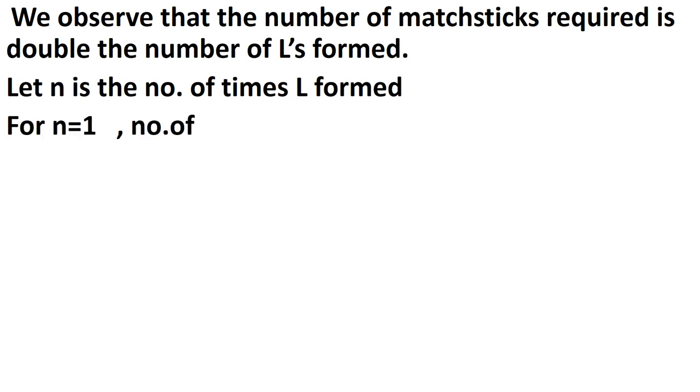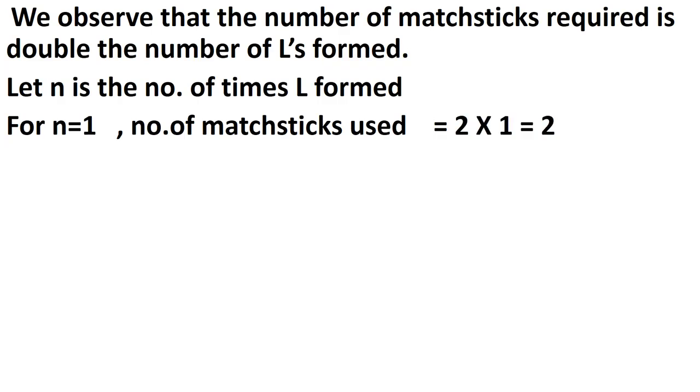For n equal to 1, suppose we are making 1L. The number of matchsticks used is 2 multiplied by 1 equal to 2. 2 is used in 1L, and the number of times we are making L is 1 time. So it is 2 multiplied by 1 equal to 2.